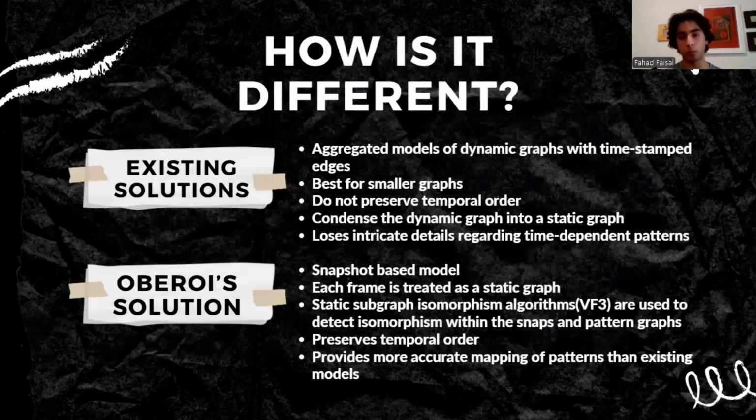Now, how is this different from the previous solutions? The previous solutions condensed the whole dynamic graph into one static graph. Basically, they took the average values of the edges and used an average value for each edge in the static graph. And of course, you would be losing intricate details about your dynamic graph. Where Oberoi used a snapshot-based model, you maintain these intricate details and you can find accurate subgraph isomorphism between each snapshot of the dynamic graphs. You would also be maintaining your temporal order, so that is also a plus in this solution.